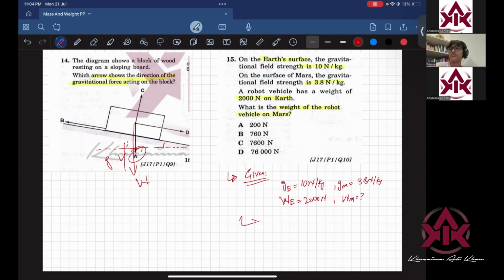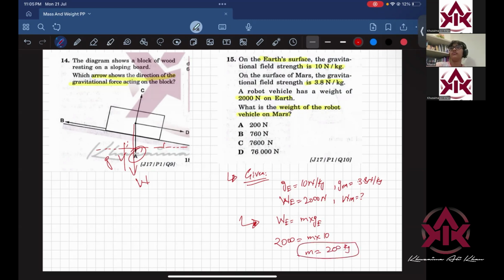So if we can find the mass of the object, the mass is going to remain the same throughout the universe. If you know the mass, we can simply find out the weight of the object on Mars. So let's find the mass of the object. We know the formula that weight on Earth is equal to mass of the robot times the gravitational field strength on Earth. So this is going to be 2000 equals m times 10, so the mass of the robot is coming out to be 200 kg.